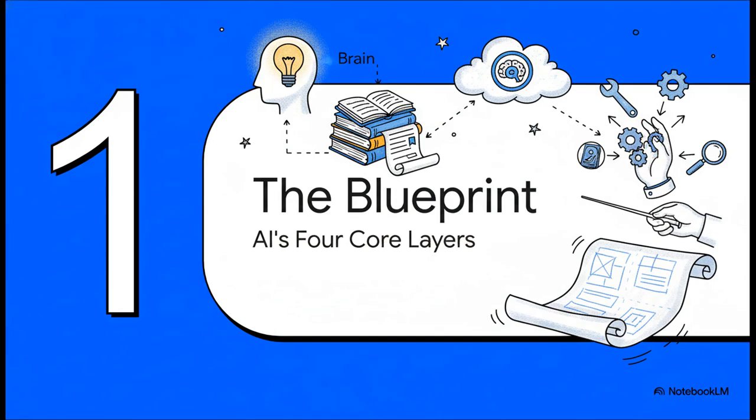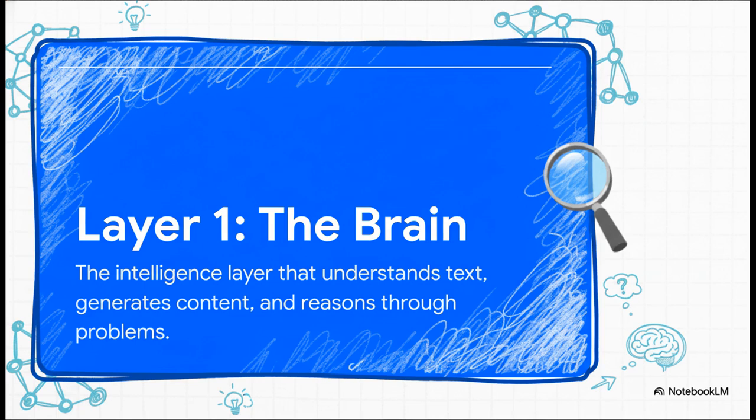I want you to think of any AI application as being built from 4 main layers. Once you get these, you pretty much get the entire ecosystem. So first up, we have layer 1, the brain. This is the core intelligence. It's the foundation model, the large language model or LLM that's actually doing the thinking.